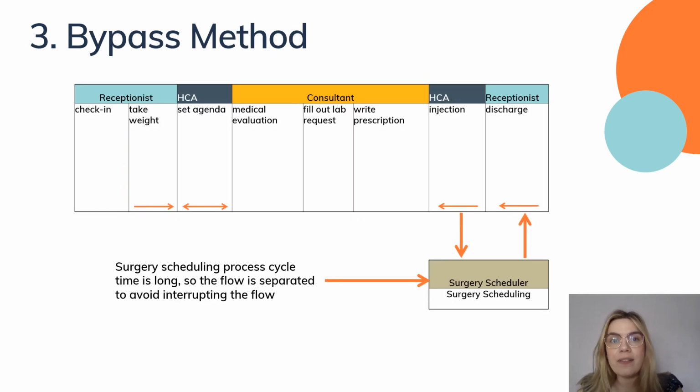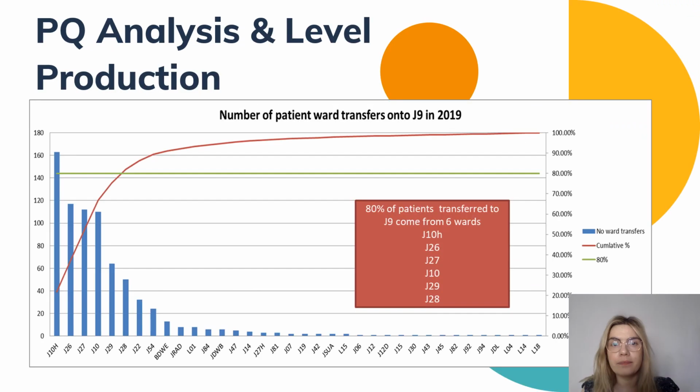Finally, we have the bypass method. This is where certain tasks are separated out of the process to avoid interrupting the flow. In this example, the surgery scheduling process cycle time is long, so the flow is separated, with the surgery scheduler bypassing part of the process to avoid interrupting the flow. This method should be used when you have a long task, which can be taken outside of a process without impacting the flow. You can use setup reduction to identify appropriate tasks.